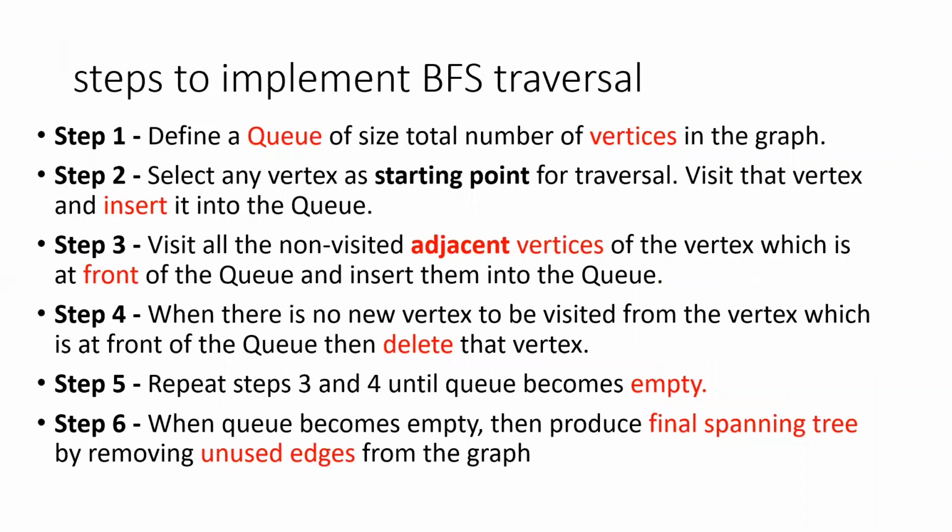As in DFS, BFS also has steps. We will come back to the steps once we do the example. For the first step, we will roughly go through it. As in DFS, here also we define a queue of size equal to the number of vertices present in the graph. Then select one of the vertices as the starting vertex. We were arbitrarily selecting a vertex. Mostly it will be vertex 0, or if the vertices are alphabets, we will start from vertex A.